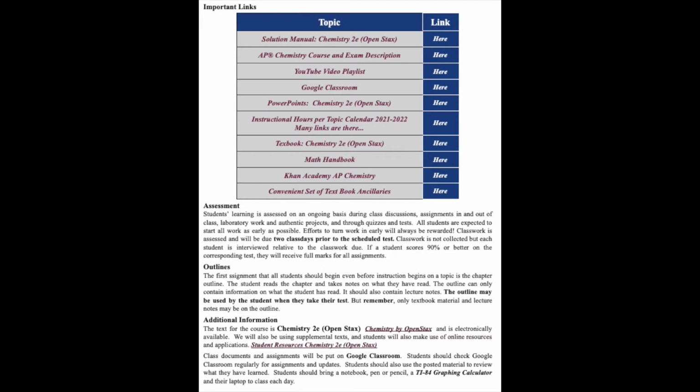Outlines. The first assignment that all students should begin, even before instruction begins on a topic, is the chapter outline. The student reads the chapter and takes notes on what they have read. The outline can only contain information on what the student has read. It should also contain lecture notes. The outline may be used by the student when they take their test. But remember, only textbook material and lecture notes may be on the outline.